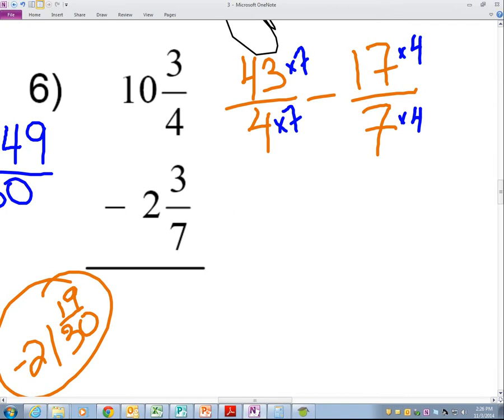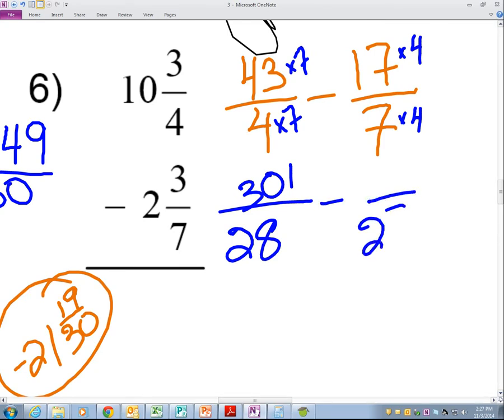280 plus 21, which is 301. Is that right? 280 plus 21, yeah. 301 over 28 minus 28. Then we have 17 times 4, which is going to be 12 less than 80, 68.